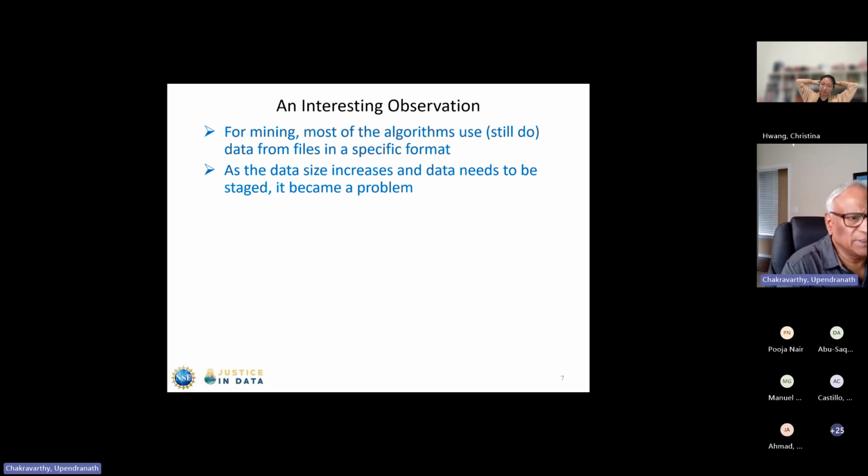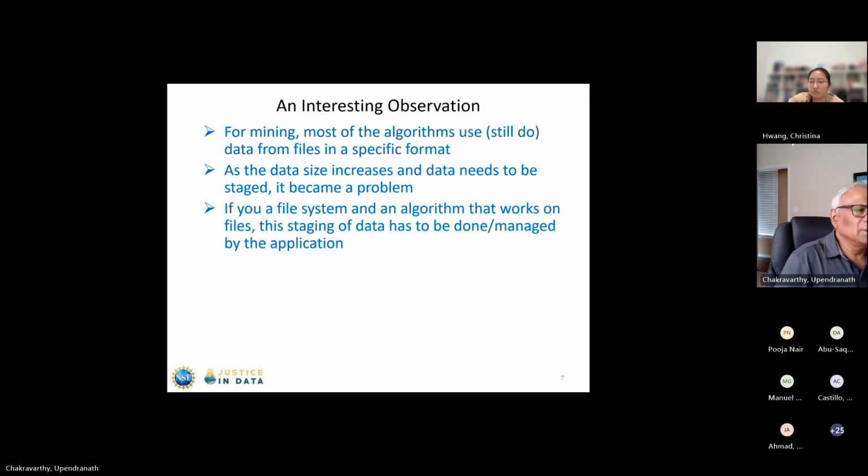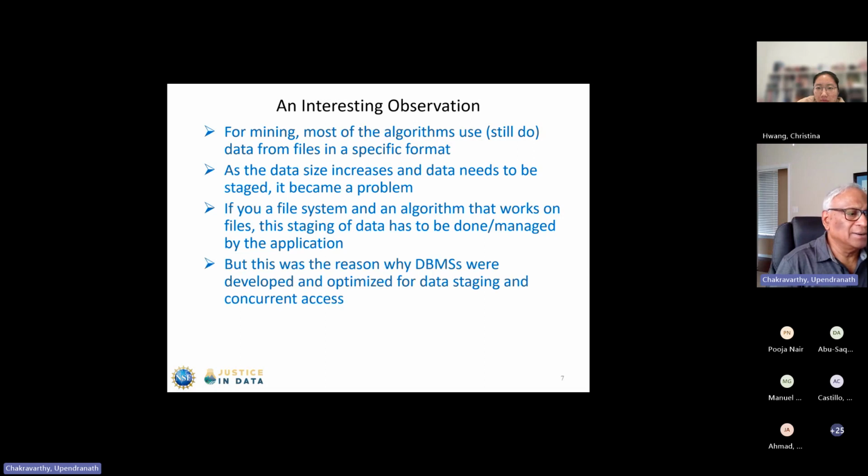As the data size increases and data needs to be staged from disk to memory, this becomes a problem. If you have a file system and an algorithm that works on files, this staging of data has to be managed by the application. So if you use a file system, then you have to worry about that, as I indicated earlier. But this was the reason why DBMSs were developed and optimized for data staging and concurrent access.